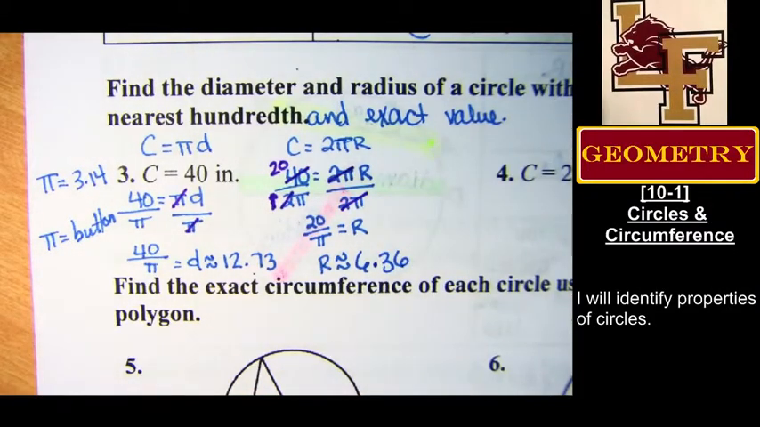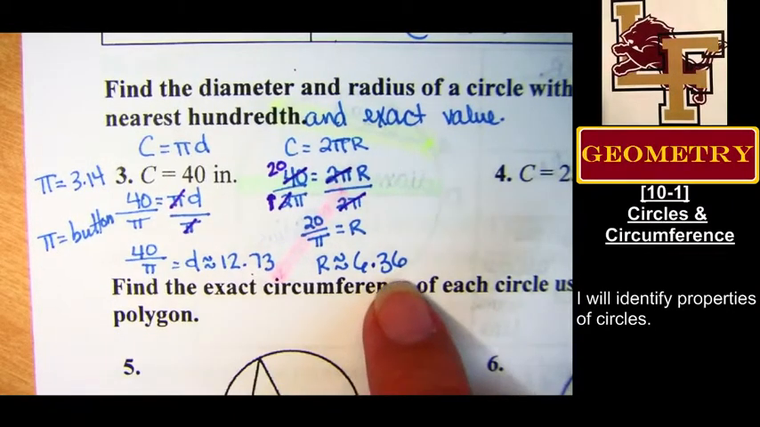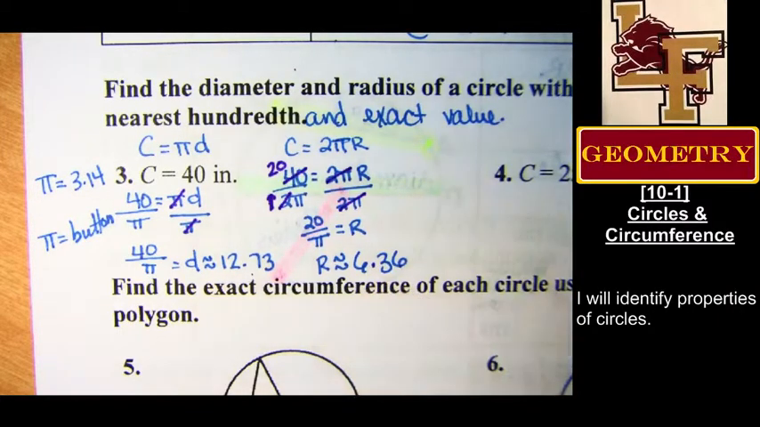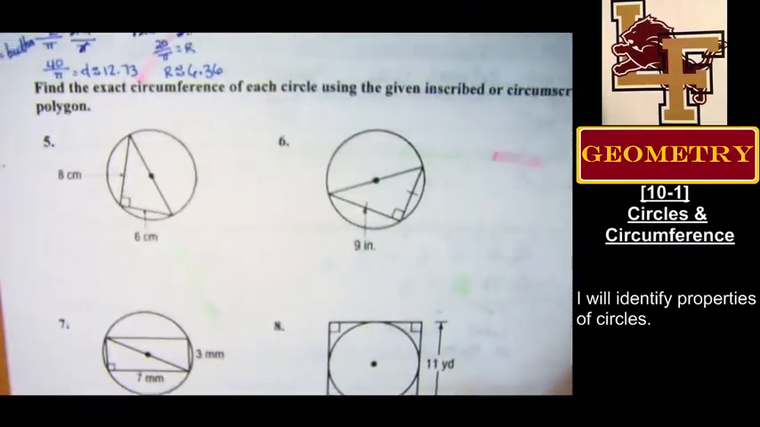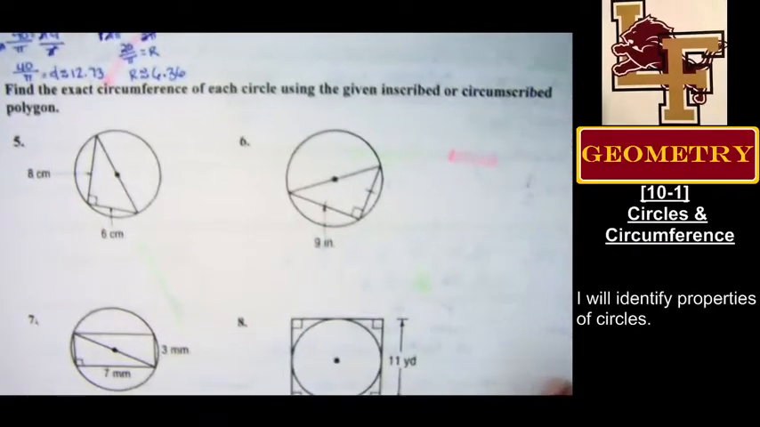There it is. And again, if you're calculating on your calculator and you're getting something slightly different, maybe 6.35 or 6.37, as long as you tell me which value of pi you used, I'm happy and you get credit. Okay? Fair enough? I'm going to leave number 4 for you to do on your own. So let's move to the next section.